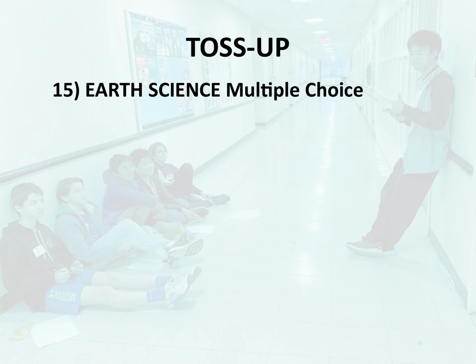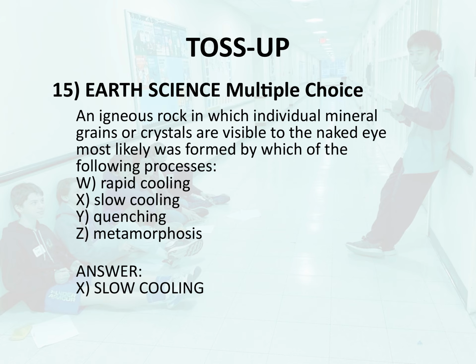Toss-up 15. Earth science. Multiple choice. An igneous rock in which individual mineral grains or crystals are visible to the naked eye most likely was formed by which of the following processes? W. Rapid cooling. X. Slow cooling. Y. Quenching. Z. Metamorphosis. Answer: X. Slow cooling.